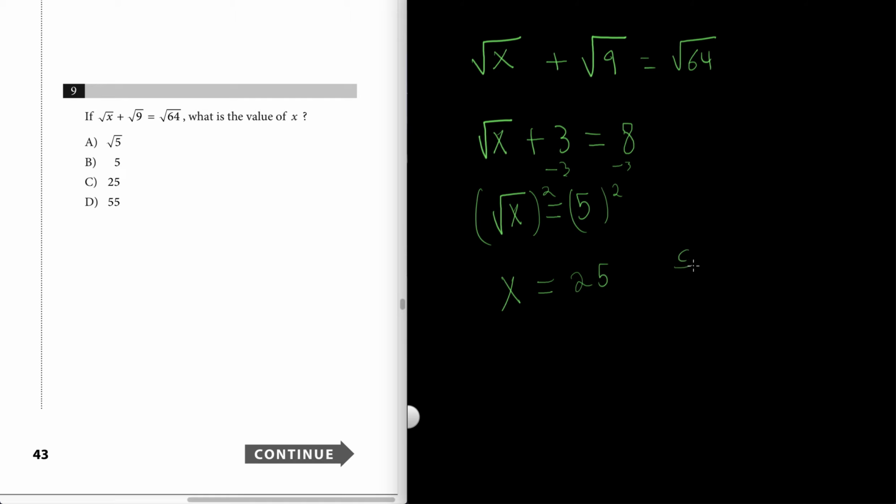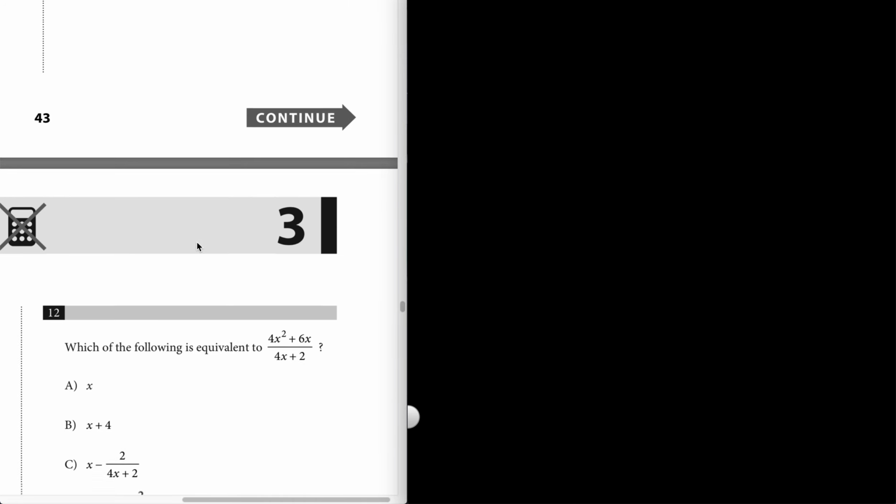Now, this is a bit weird, so let's just check our solution real quick, because there were some issues with plus and minuses, right? So let's make sure it works. If we plug in 25, we get the square root of 25 is 5, plus the square root of 9, 3, is equal to the square root of 64, which is 8. 5 plus 3 is 8, that works. So the answer is C. All right, number 10.